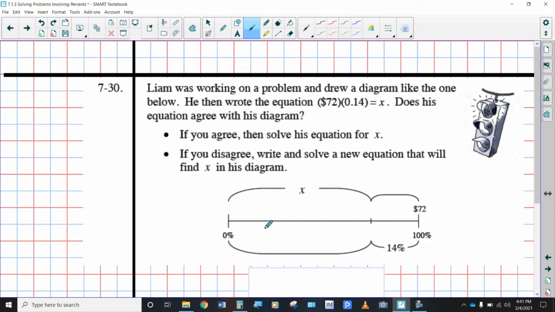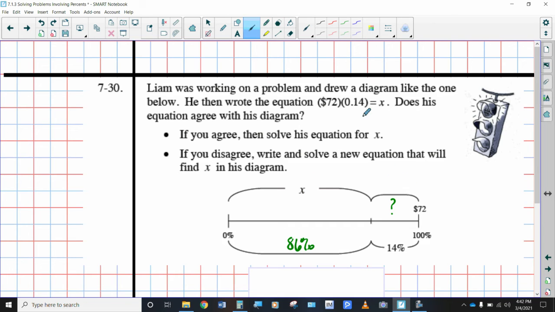All right, so here's the diagram. This represents 100% of $72. There's your $72 that corresponds to the 100%. Here, 14% correlates to this quantity up here. So if I multiply $72 times 14%, I should get this amount right here. X is not equal to 14%. This is 86%. So no, I do not like this. When you multiply 0.14 times 72, you are not getting X, you're getting some other amount.